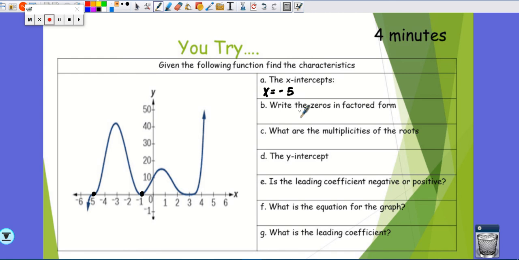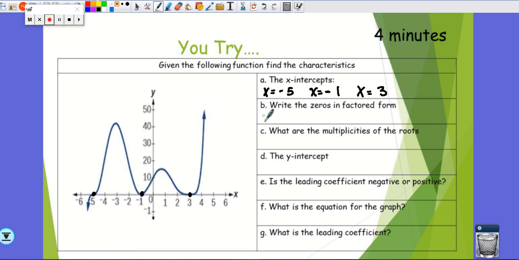There's an x-intercept right here, and it's x equals -1. And then there's one right here where x equals 3.